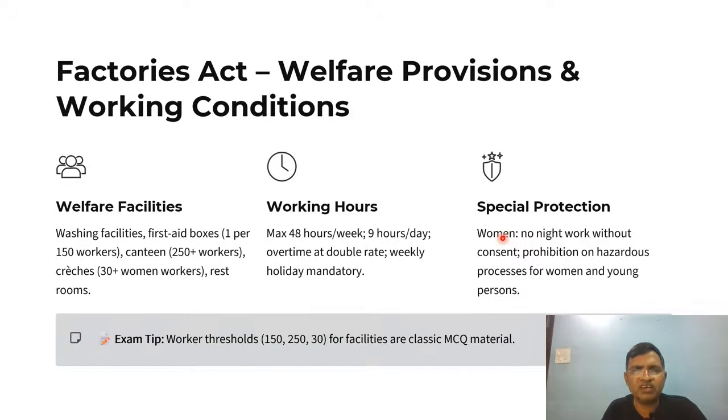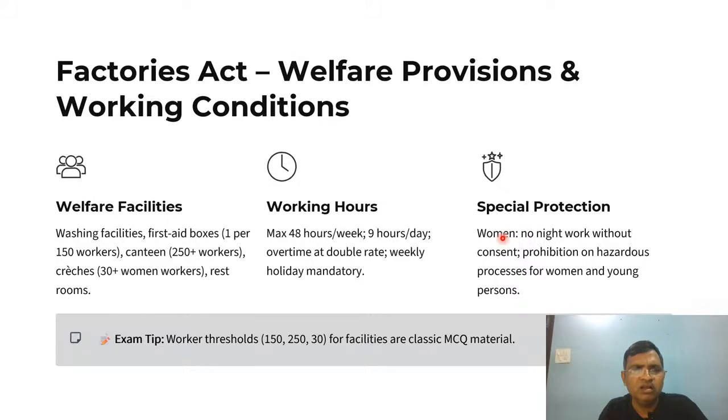Then Factories Act, welfare provisions and working conditions, or welfare facilities. So what is the welfare? Washing facilities should be there. A first aid box should be there, one box for 150 workers. A canteen should be there for those with 250 plus workers. Then crèche facilities where there are 30 plus women workers, and restrooms should be there for the same.